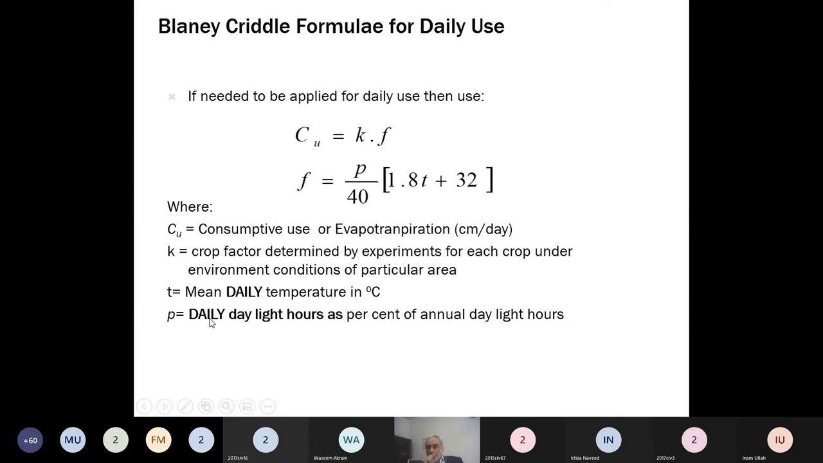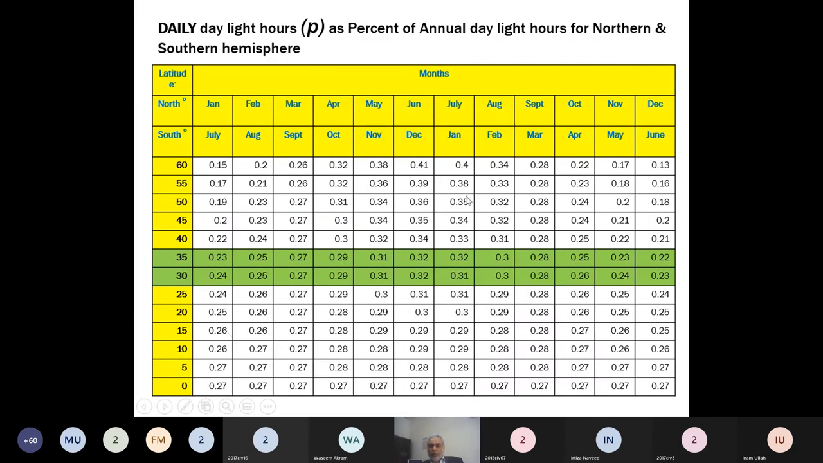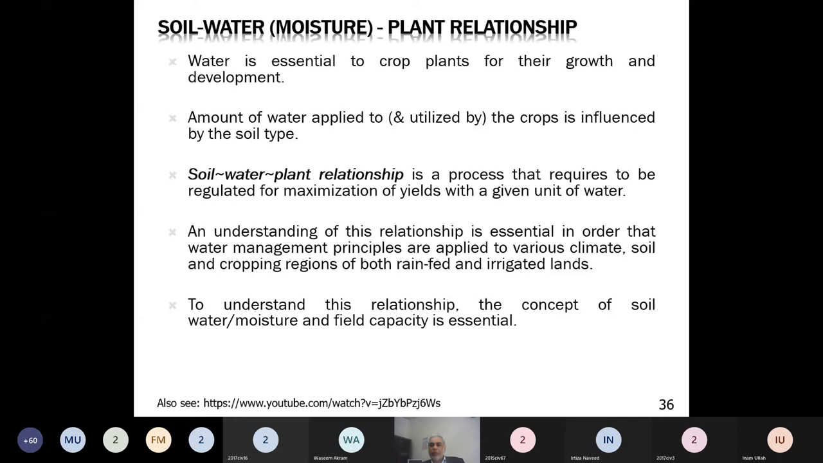So, sunshine hour of a day divided by the sunshine hour of the whole year. For that, the relevant table will be this one, the P as a percent of the annual daylight hours. So daily light hours as percentage of annual daylight. This value, if you see for April, for one day of April, it will be 0.29 as compared to 8.8 that we have seen previously. So this P value table should be changed when you are working on a daily basis.